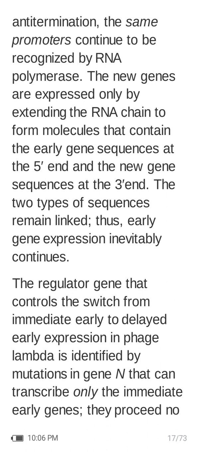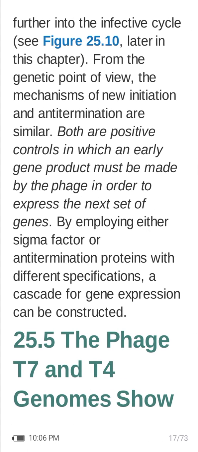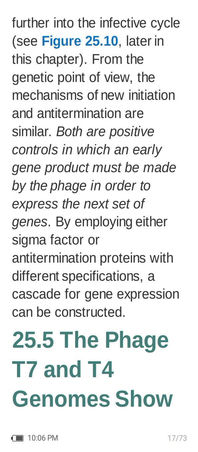The regulator gene that controls the switch from immediate early to delayed early expression in phage lambda is identified by mutations in gene N, which can transcribe only the immediate early genes. They proceed to further infect a cycle. From the genetic point of view, the mechanisms of new initiation and anti-termination are similar. Both are positive controls in which an early gene product must be made by the phage in order to express the next set of genes. By employing either sigma factors or anti-termination proteins with different specificities, a cascade for gene expression can be constructed.